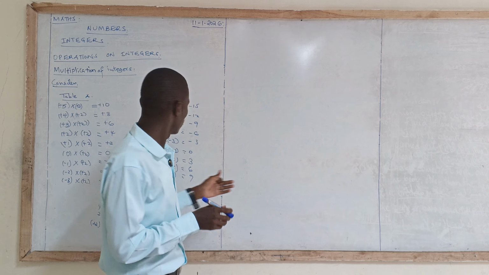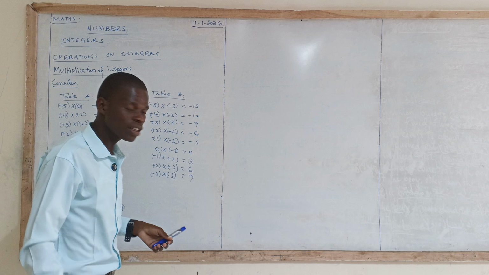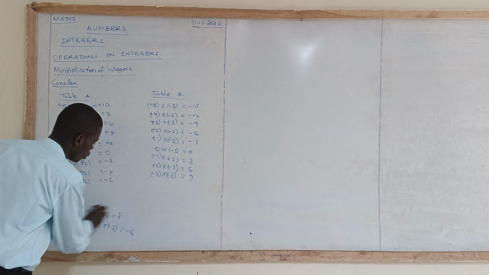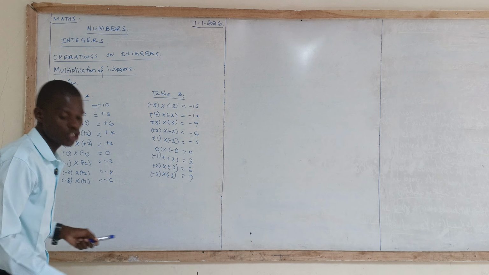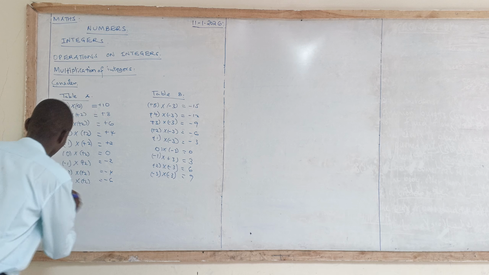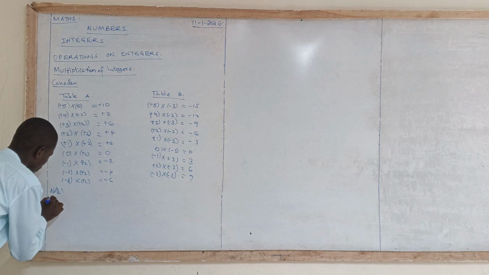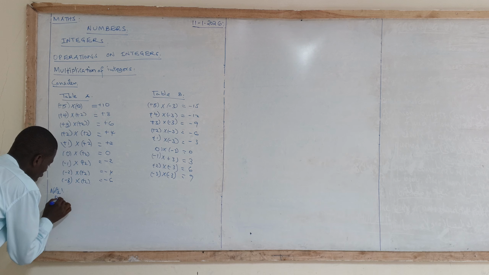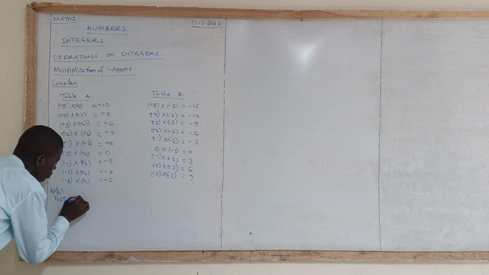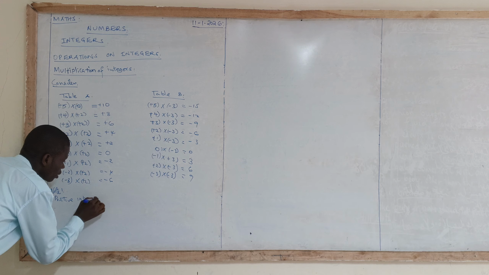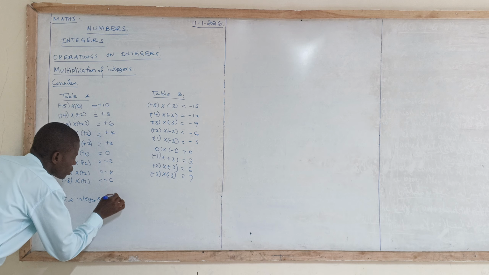So instead of wasting time going through all this to prove a point, we can now note down here and say: 1. Positive integer times positive integer.